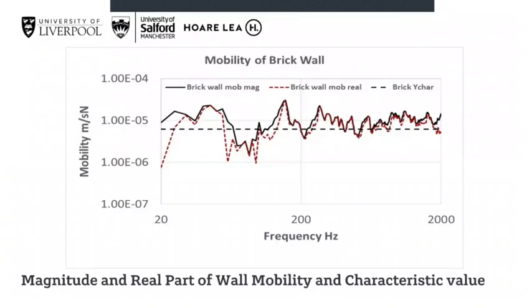Okay, so these are the results of the brick wall that we just measured. What you've got is a black line, which is the brick wall mobility magnitude, so the absolute mobility of the brick wall receiver. You've got the dashed red, which is the real part of that mobility. And in dashed, you have the characteristic mobility of that brick wall based on the material properties and the thickness of the wall.